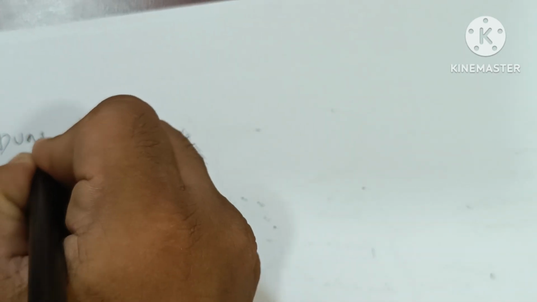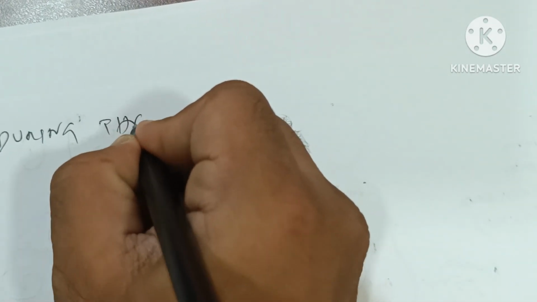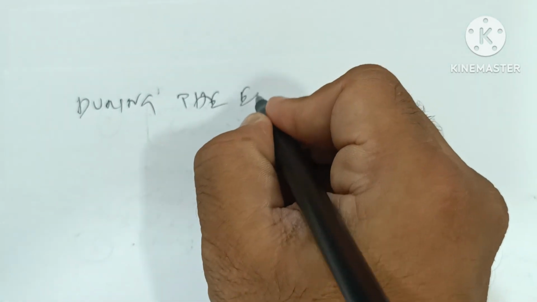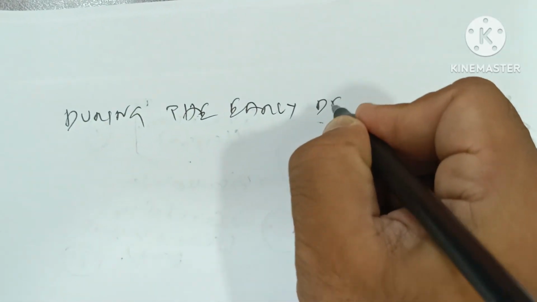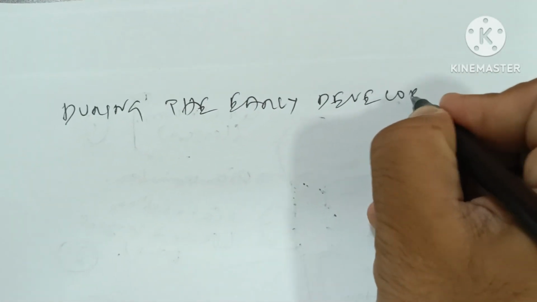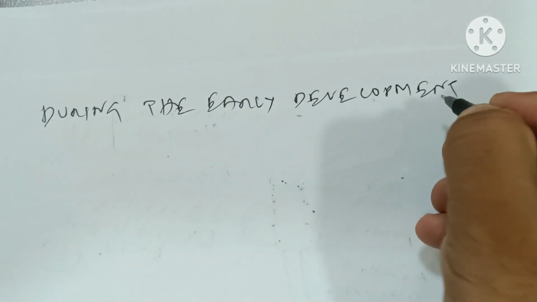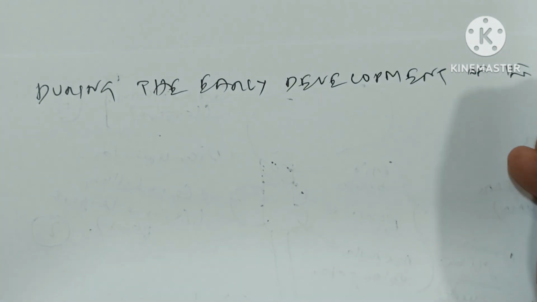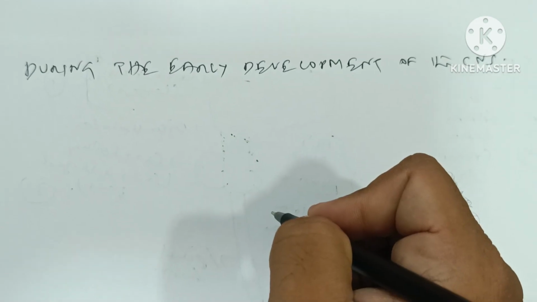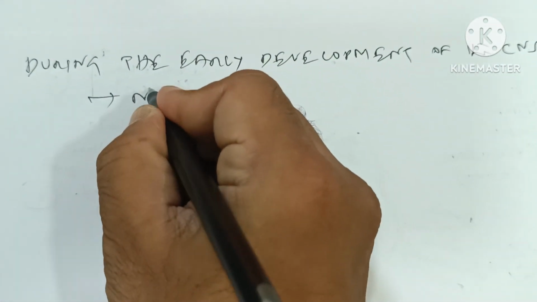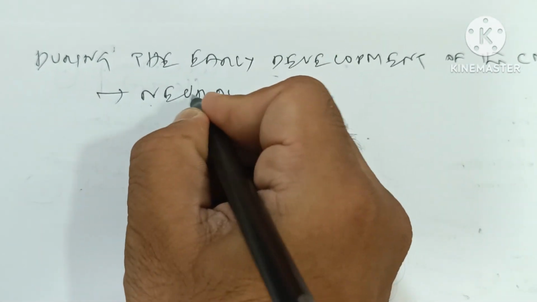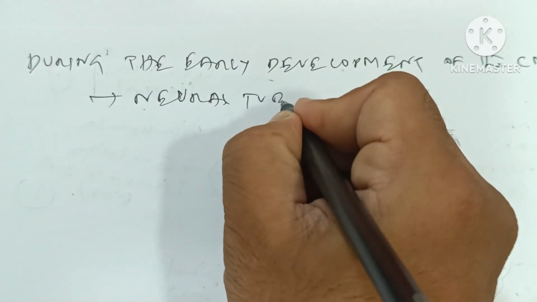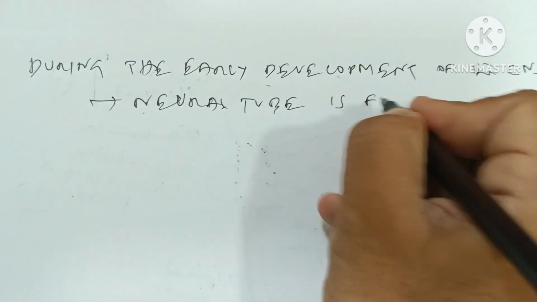During the early development of the central nervous system, first the neural tube is formed.